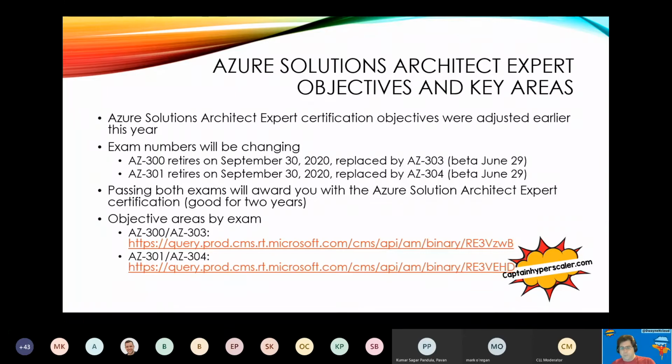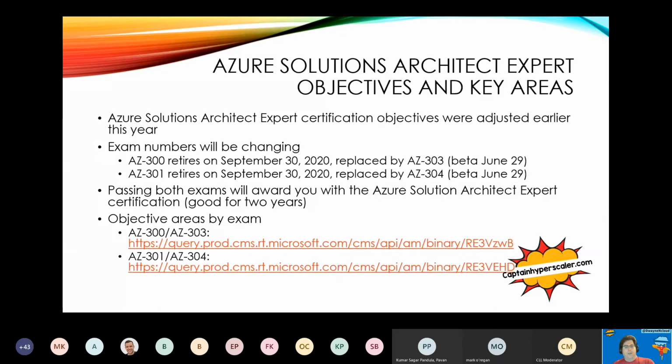So you do have to take 2 exams to get your Azure Architect Expert certification. It's the combination of the 300 and the 303 with the 301 or 304. If you've already taken and passed, say, the 300, and then the 301 retires, if you take the 304, you will get your certification, and in the reverse. So any combination of 300 or 303 with 301 or 304 will get you the certification. You can't take the 301 and the 304 and get your certification, just to be clear on that.